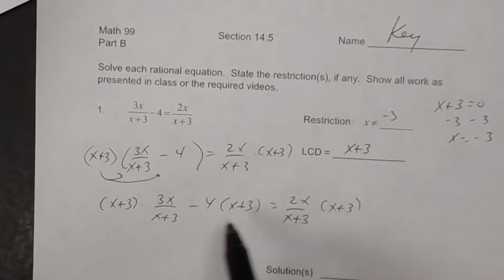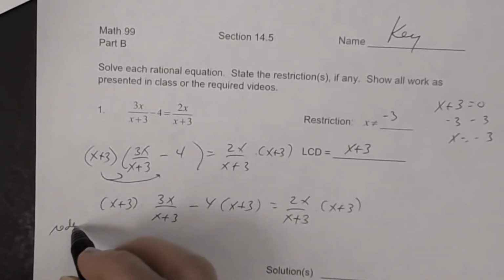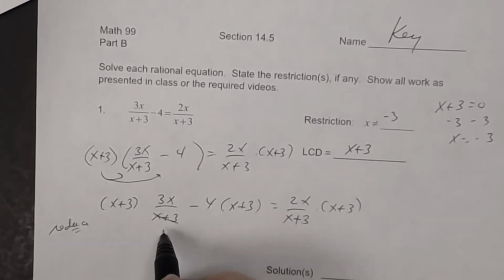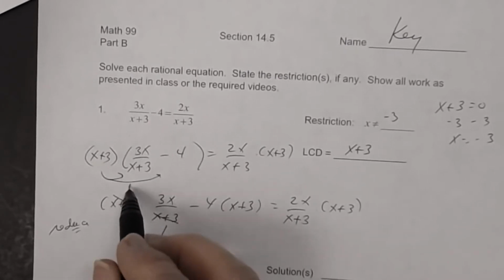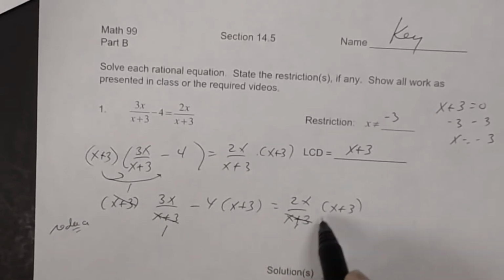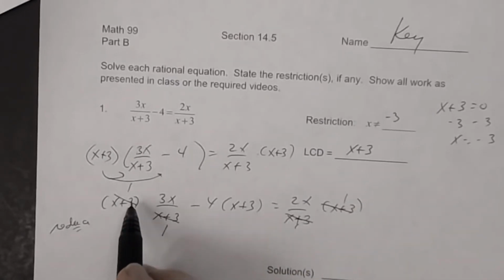All right. Now, once you multiply both sides by the LCD, now we're going to reduce. The whole point of reducing is to get these denominators to factors of 1, and now I can reduce. x plus 3 into x plus 3, you get factors of 1s. And then same thing here. All right. Now, let's see what we get.